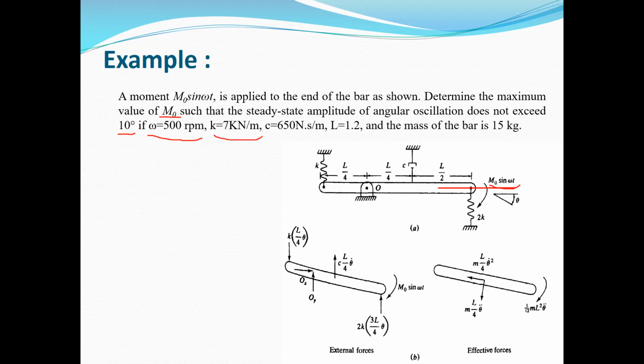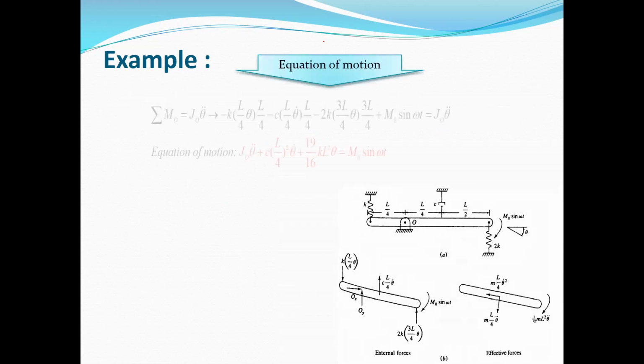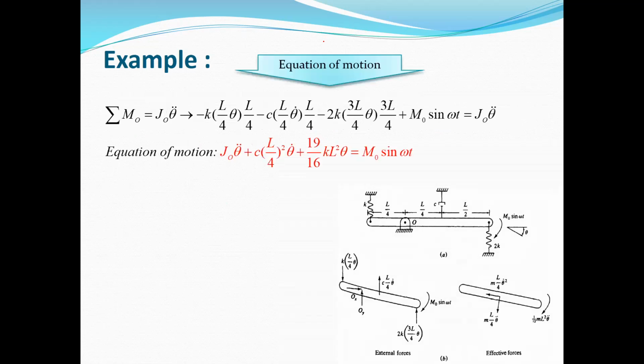K is 7 kilonewton per meter. This is the stiffness of the springs. C is 650 newton second per meter. This is the coefficient of damping. And L is 1.2 meter, the total length, and the mass of the bar is 15 kilograms. So we need to extract the equation of motion.